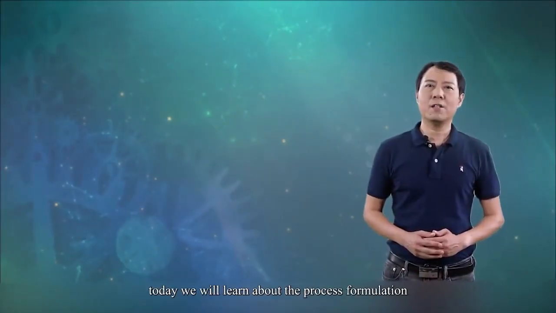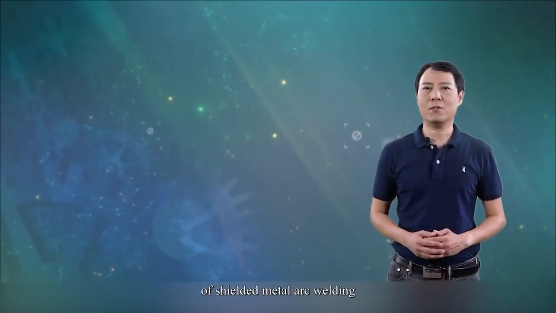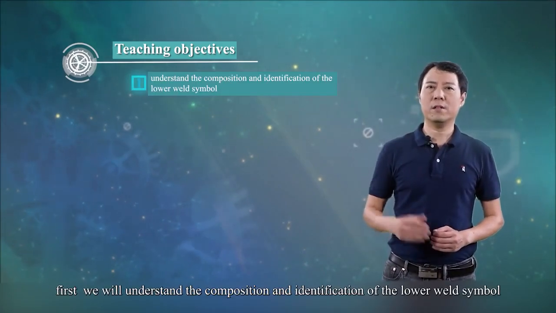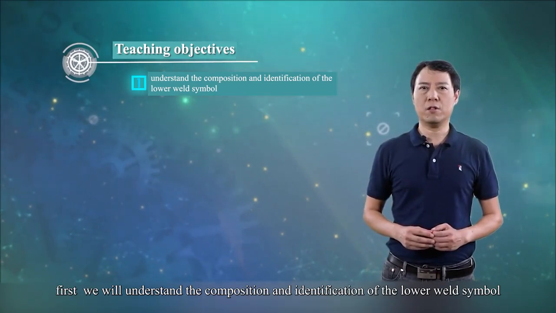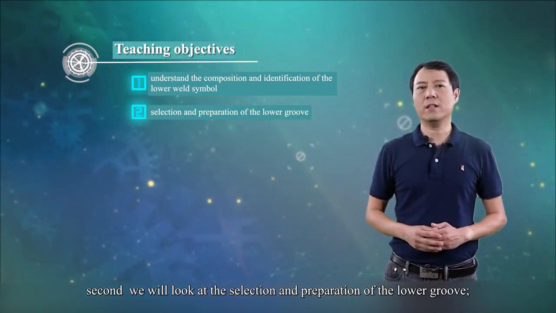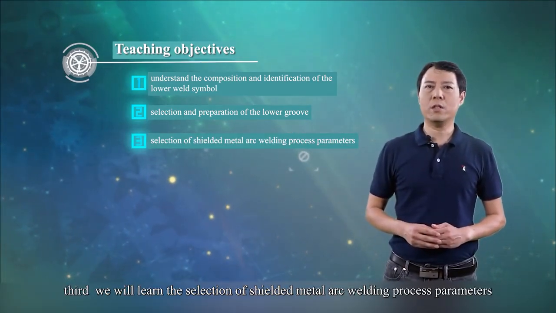Hello everyone, today we will learn about the process formulation of shielded metal arc welding. The teaching objectives are as follows. First, understand the composition and identification of the weld symbol. Second, learn the selection and preparation of the groove. Third, get to know the selection of its process parameters.